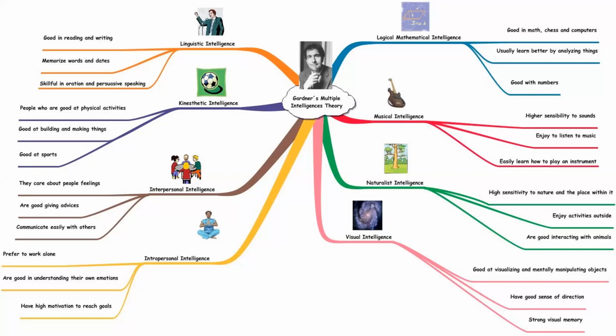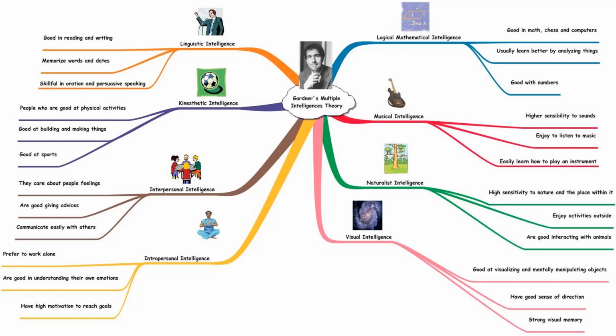Like we have linguistic intelligence, kinesthetic intelligence, interpersonal intelligence, intrapersonal intelligence, logical mathematical intelligence, musical intelligence, naturalist intelligence, and visual intelligence. These are given by Gardner's multiple intelligence theory, right? So Gardner has given many things. There are different types of intelligence.